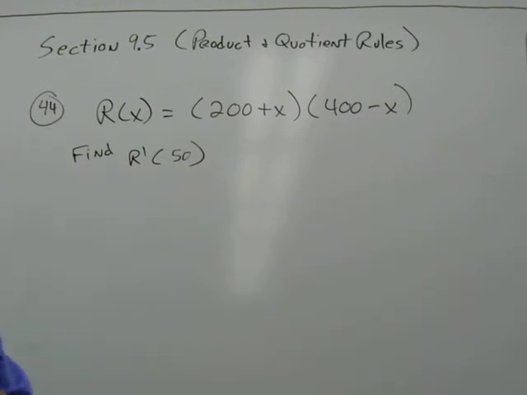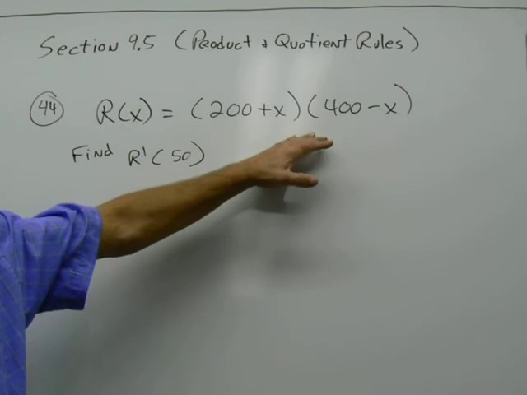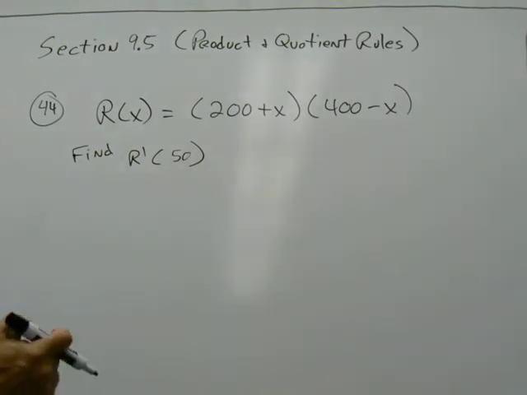This is problem 44 from section 9.5. We're given a revenue function for a shop that produces television sets or fixes television sets. Now, there is a trick to this question, but the trick has nothing to do with calculus. It has to do with simply reading the problem and making sure you understand what the variable x represents.